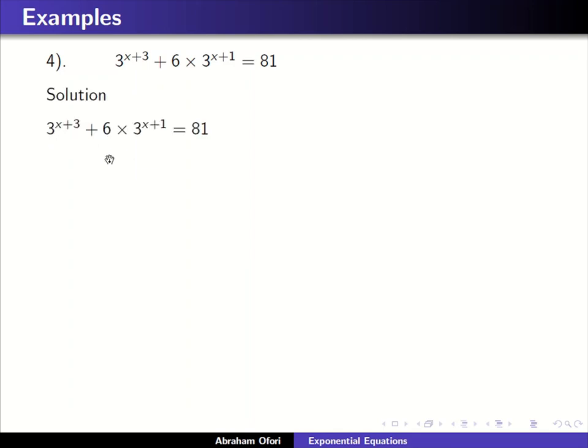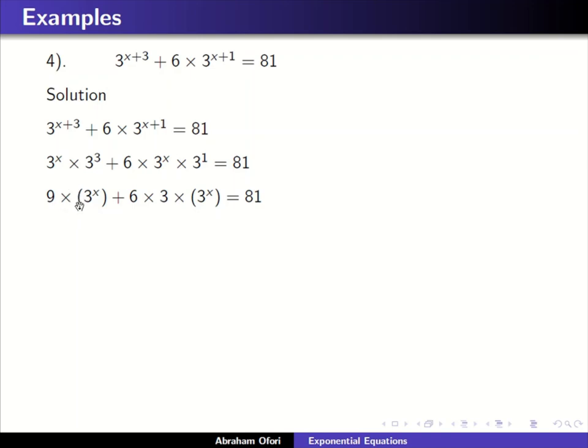Given this, we make sure that we change this side to a 3 times something, because 3 to the power x plus 3 is the same as 3 to the power x times 3 to the power 3. This will give me this. And the same thing applies to this side. This will also give me that. And it's equal to 81. So now, look at this. Since we have some 6, 81, and 3 inside this, let's continue and see.